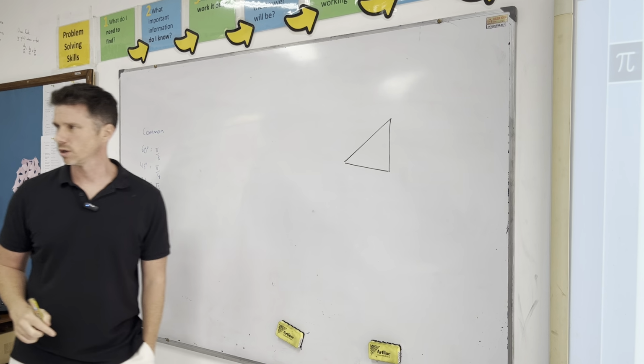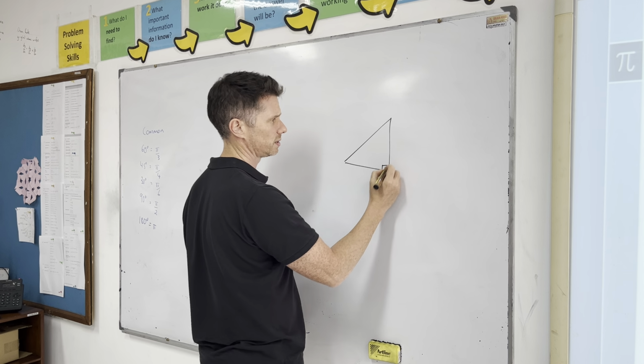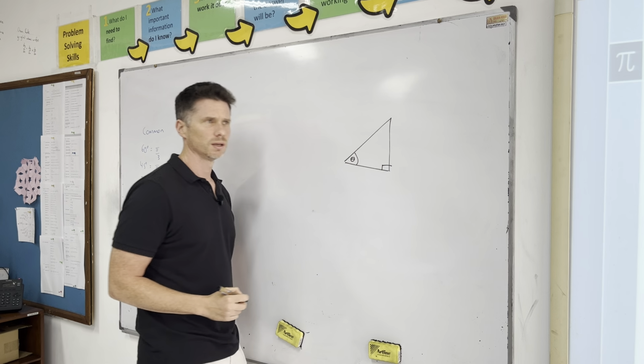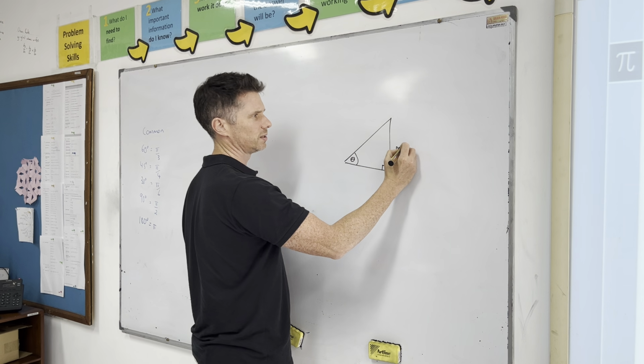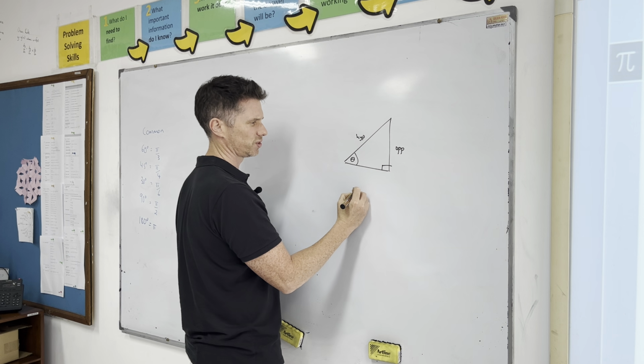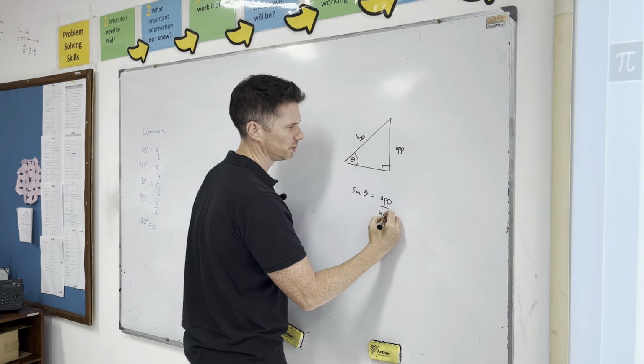Sine, cos, tan work off a right angle triangle, don't they? They're the ratios of the sides. So if I have theta here, sine is the ratio of the opposite side to the hypotenuse, isn't it? Yeah. So sine of theta is the opposite over the hypotenuse.